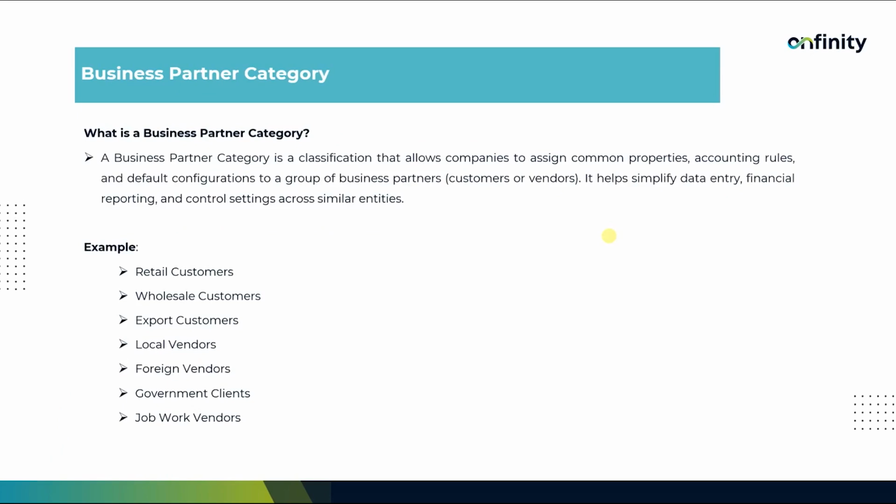A business partner category is a classification that allows organizations to assign common properties, accounting rules, and default configurations to a group of business partners, such as customers or vendors. This helps in simplifying data entry, financial reporting, and control settings for similar entities. Examples include retail customers, wholesale customers, export customers, local vendors, foreign vendors, government clients, and job work vendors.